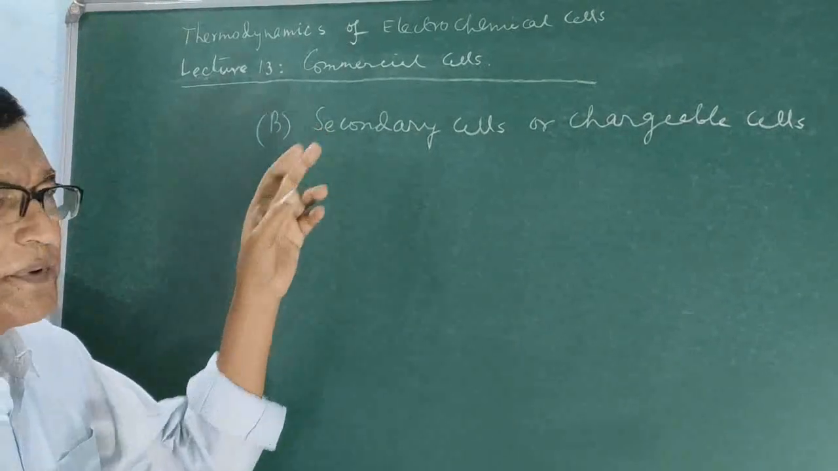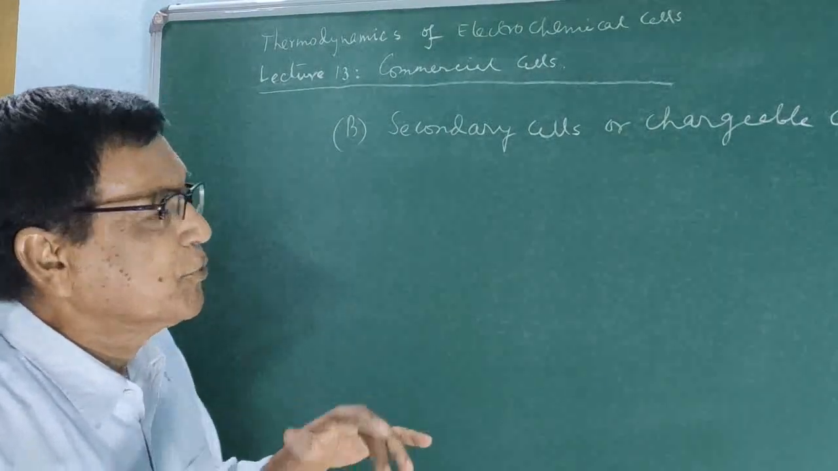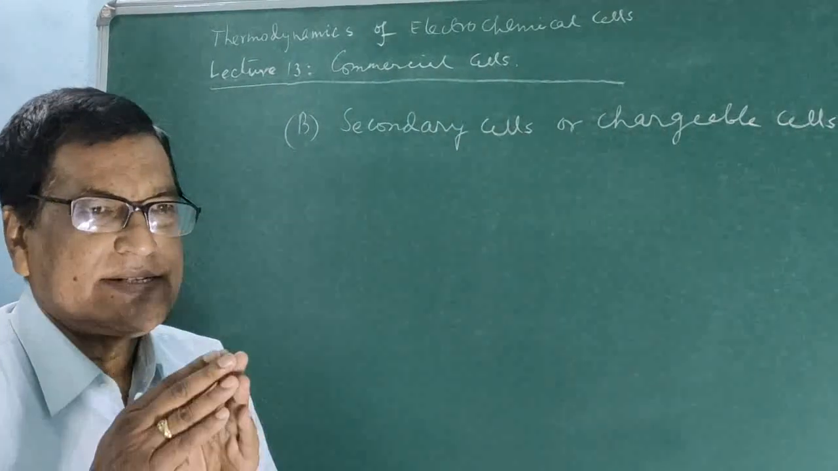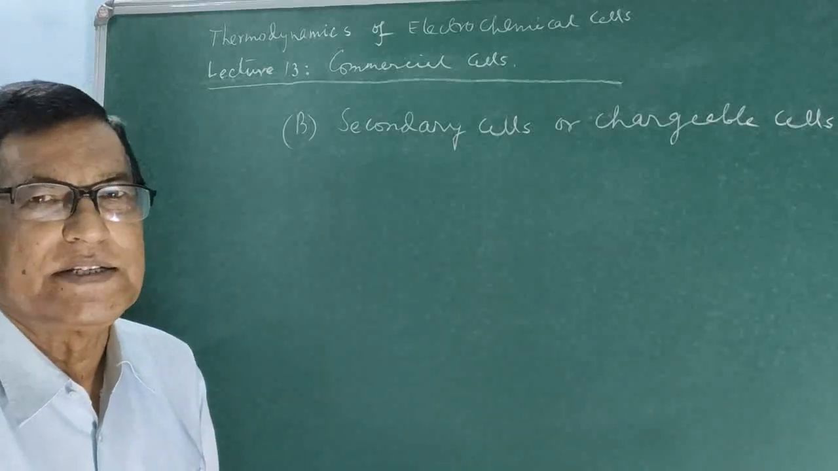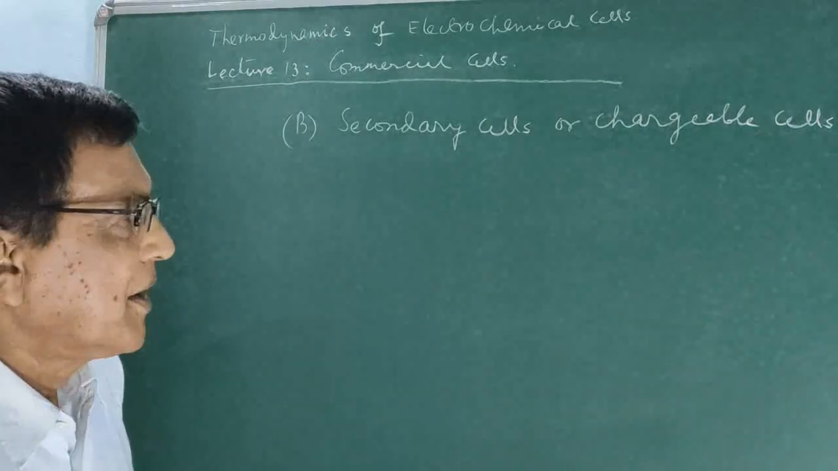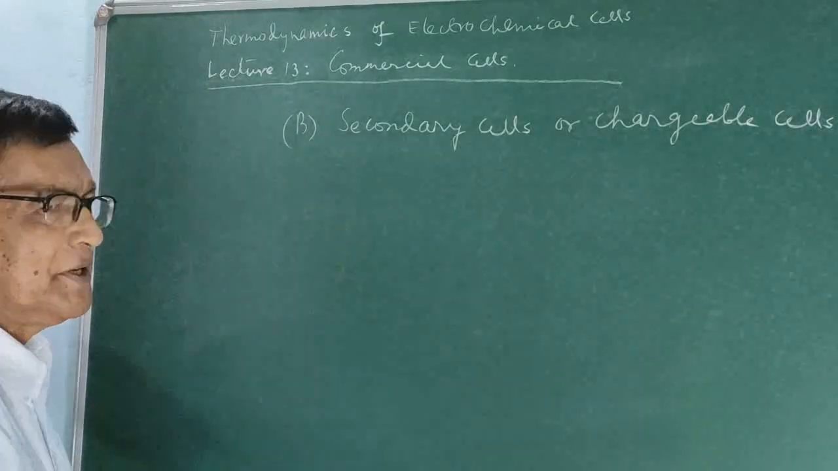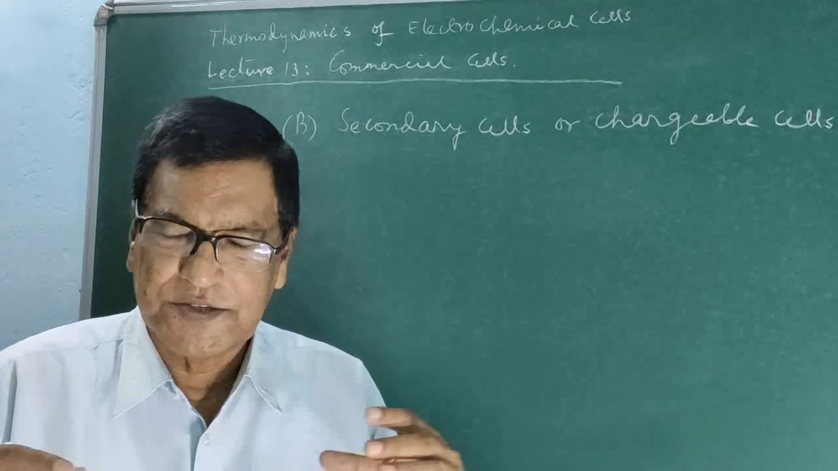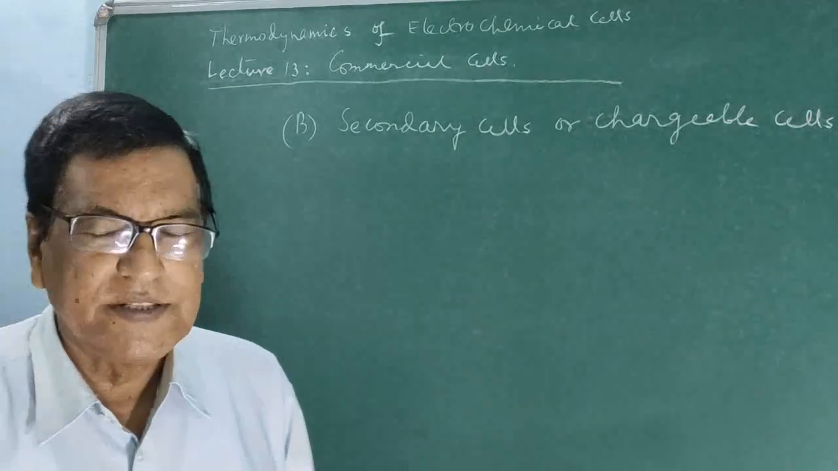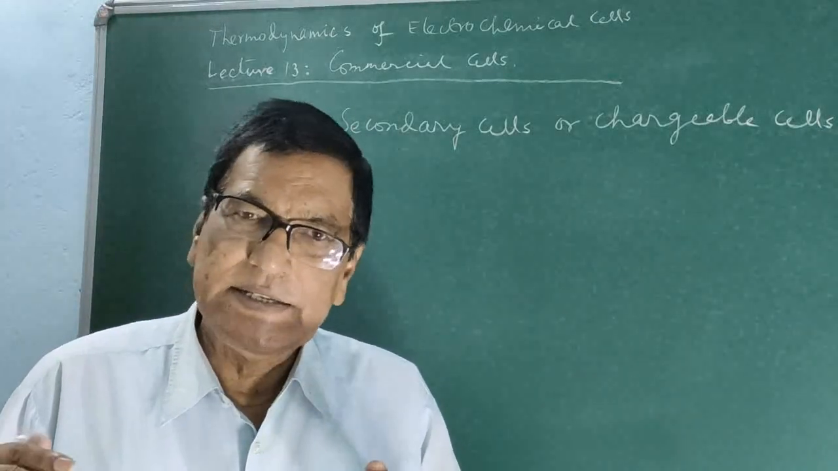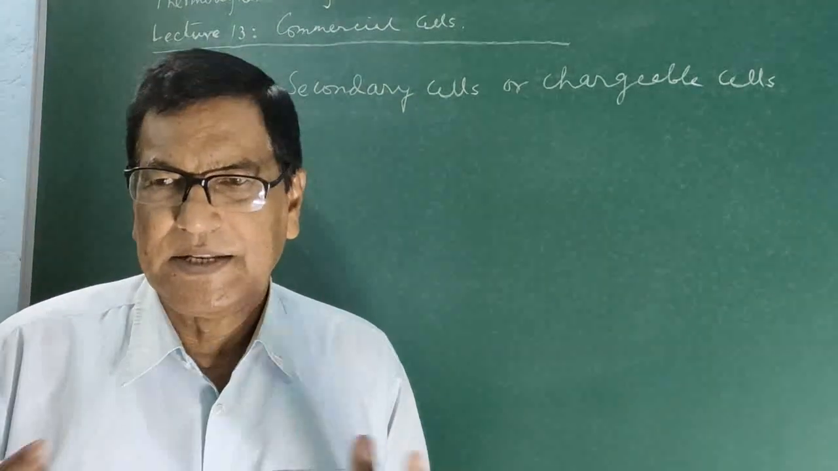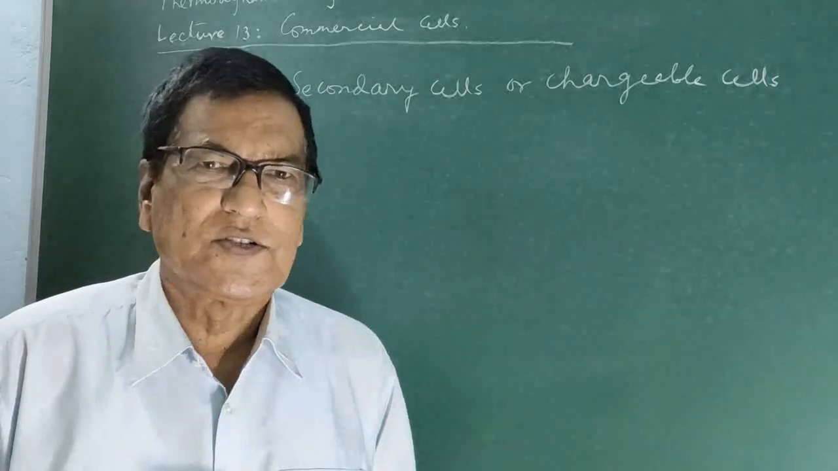Unlike this one, the primary cells are the disposable cells, but this type, the secondary cells, are rechargeable cells. Once the cell is exhausted, it could be reused by charging the cell again and again. So this type of cell is very important in our commercial use. Secondary means that whenever the chemicals are placed in the cell, electricity is not produced instantaneously. First the external electrical energy is to be used to induce these chemical reactions inside the cell, and then the cell reactions will start, and this is why it is called the secondary cell.